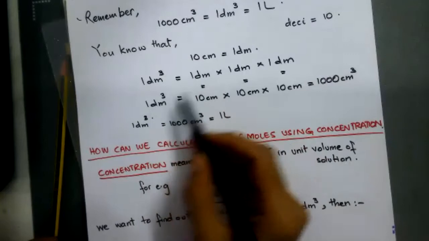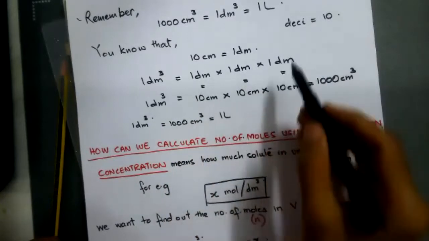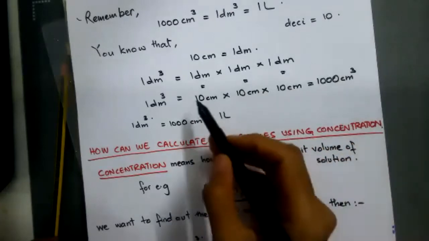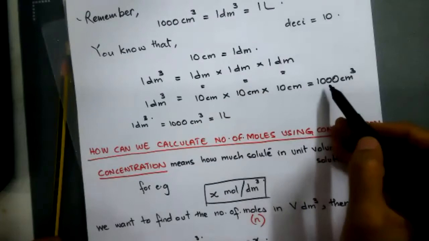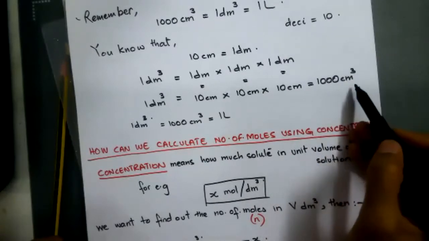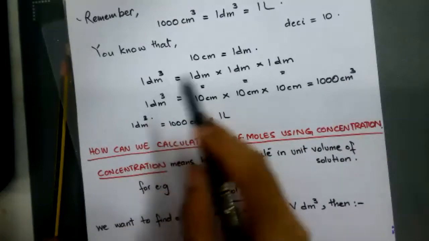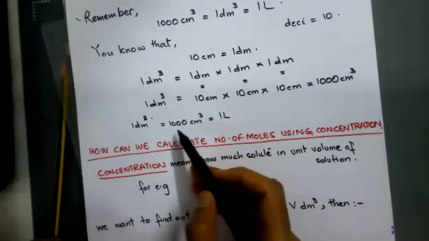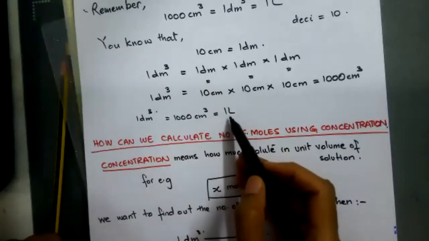Now 1 dm is 10 cm. So that means 10 cm are getting multiplied with each other 3 times, and so we get 1000 cm cube. So that is why 1000 cm cube is equal to 1 dm cube. And also recognize and appreciate the fact that 1 dm cube is also equal to 1 liter.